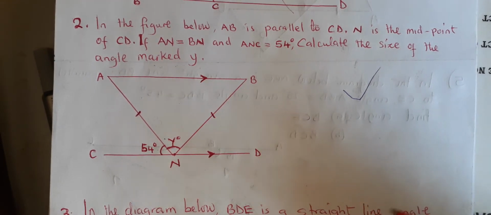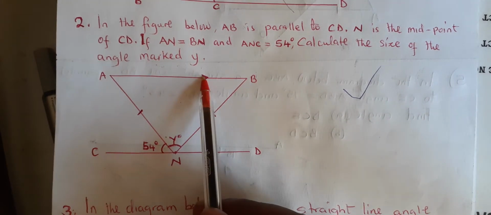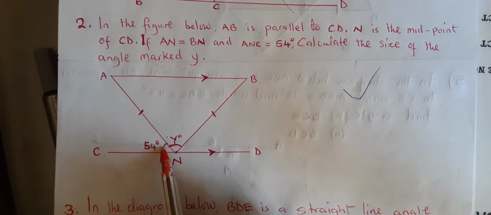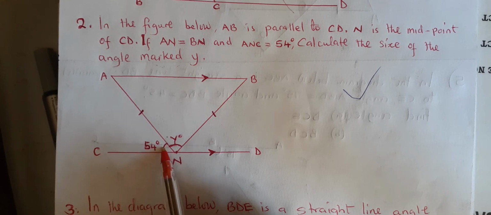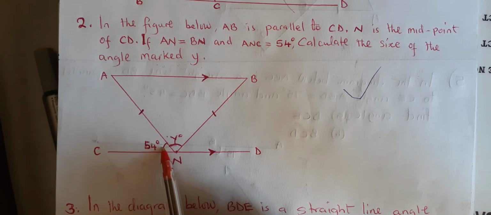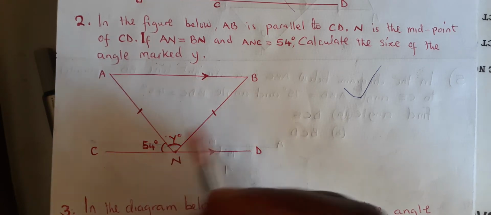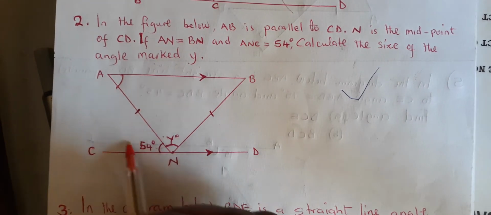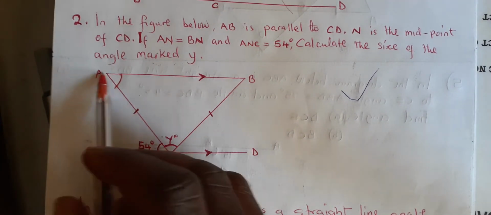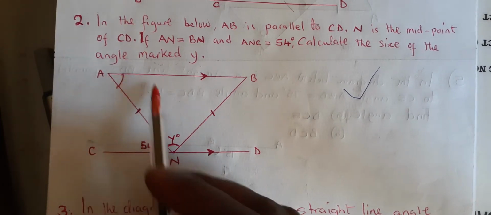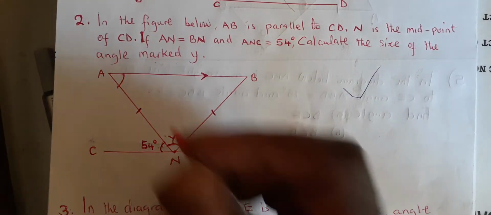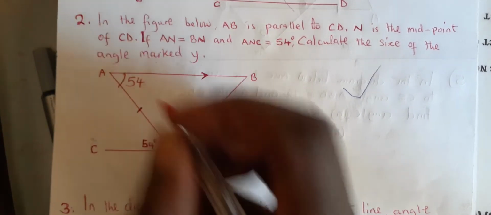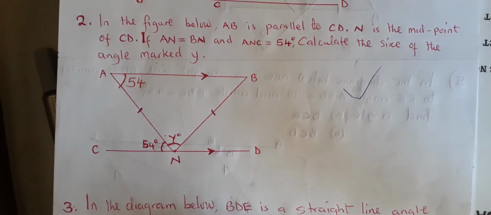So here, what are we supposed to do? Since this line is parallel to this one, and this angle here is 54, then you know that this angle and this one are alternate angles because these are parallel lines. Am I right? Alternate angles are equal. So if this is 54, even this one is 54.